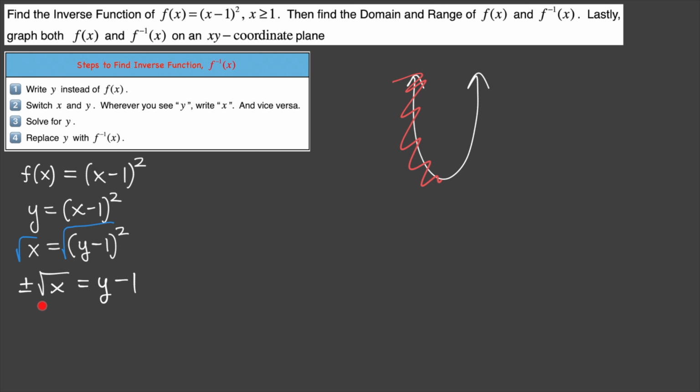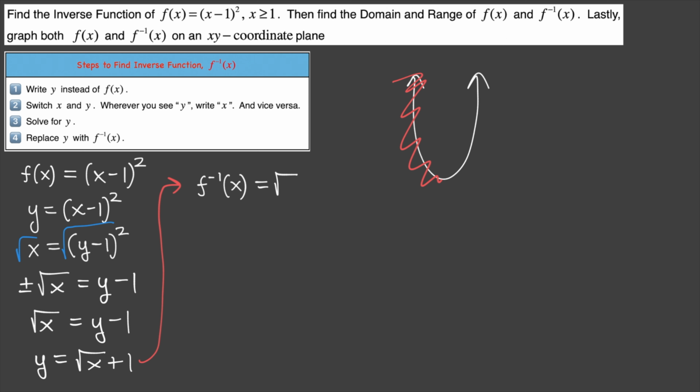Alright, now that we've knocked that out, we'll get rid of the negative. So I'm going to rewrite this as just root x, the positive one, equals y minus 1. Alright, so we add 1 to both sides, and we get y equals root x plus 1. Okay, so now we have our inverse function, and the last step is instead of y, we're going to replace y with f inverse of x. It's basically the same thing, it's just identifying what it actually is. So f inverse of x equals the square root of x plus 1. All right, so there's our inverse function. Let's go ahead and box that.